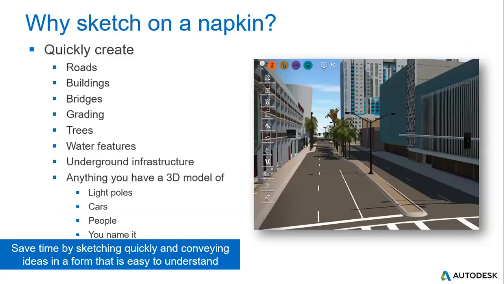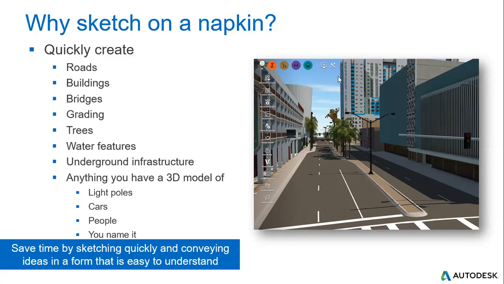So you are able to quickly create roads. You're able to create all this infrastructure, bridges. You're able to add trees, vegetation to make your model more lively. You're able to add people and light poles.